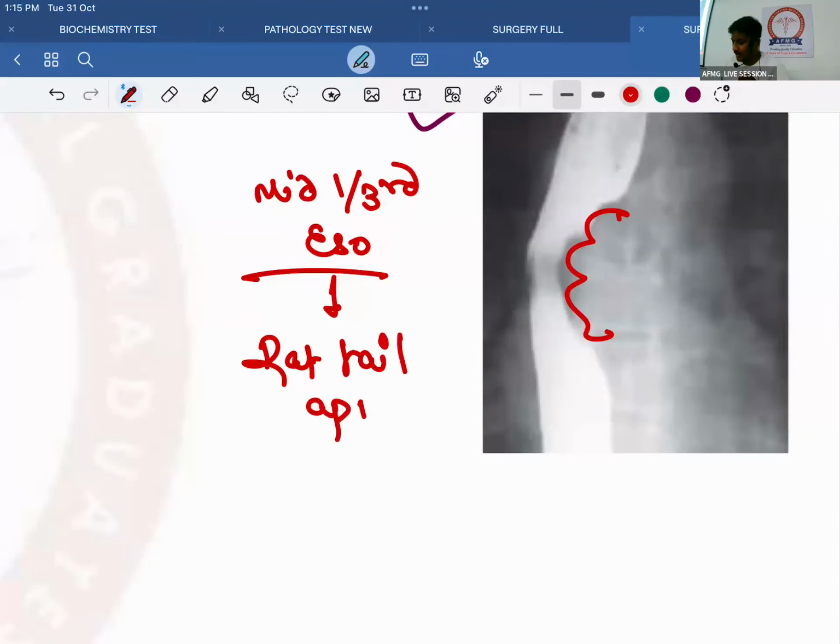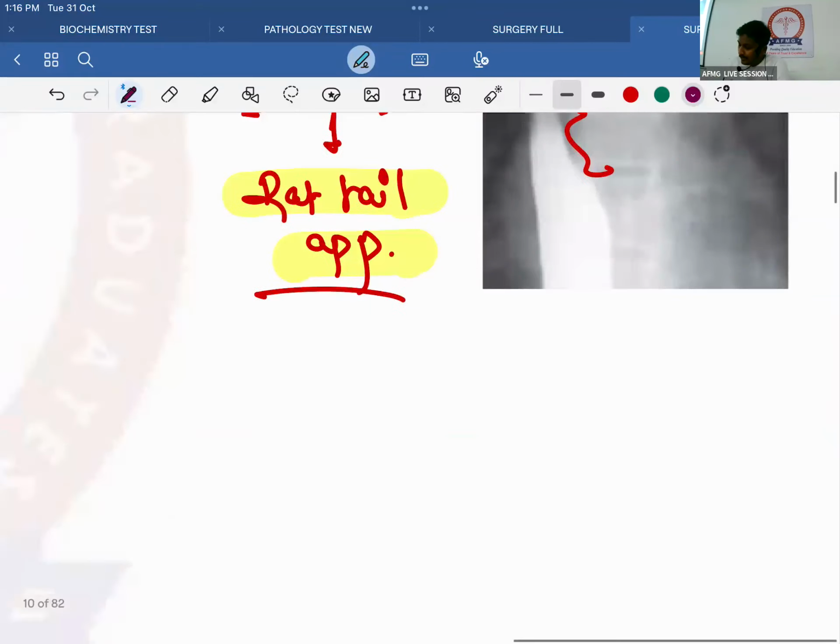जो bird beak बोल रहे हैं थोड़ा बता दो. पंछी की चोंच टेढ़ी होती है सीधी होती है भाई? सीधी होती है. तो टेढ़ी चोंच तो किसी पंछी की नहीं होती. तो if you are using alternative terms that cannot be a bird, that cannot be used बेटा. So याद रखना, esophageal cancer में definitely it is always a rat tail appearance.